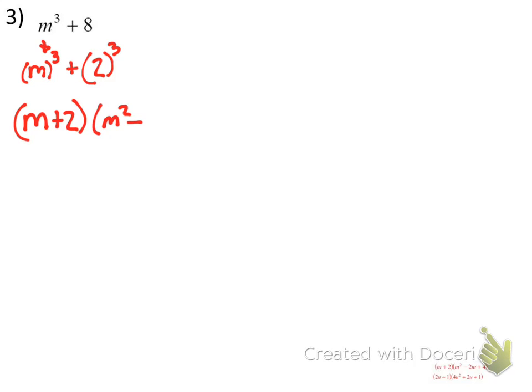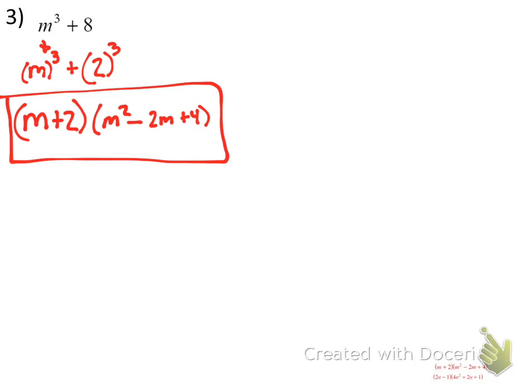Okay, so on number 3, in case you didn't get it, your a is m, and I put it in parentheses, m cubed. So your a is m, your b is 2 cubed, right? So you just use the form a plus b times the quantity of a squared minus ab plus b squared. So it's going to be m plus 2 times the quantity of a squared minus ab, which is 2m, plus b squared, which is 4. That's it.